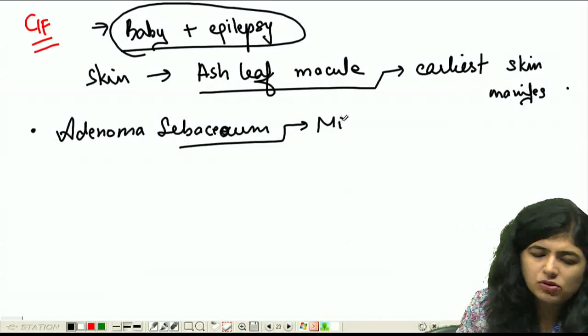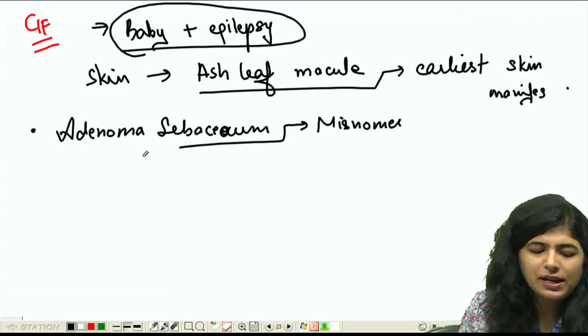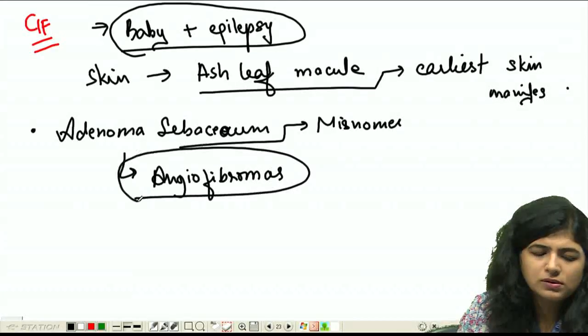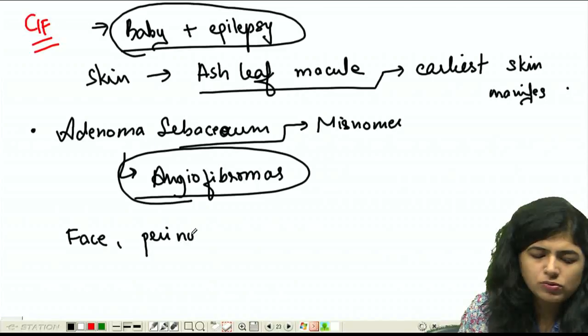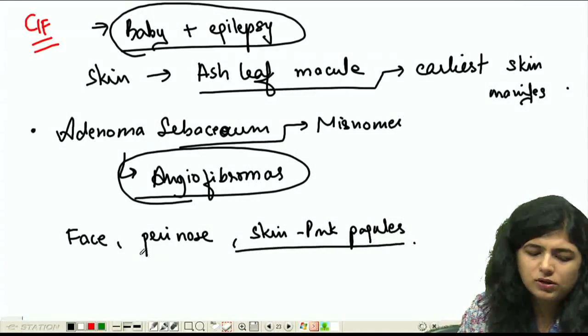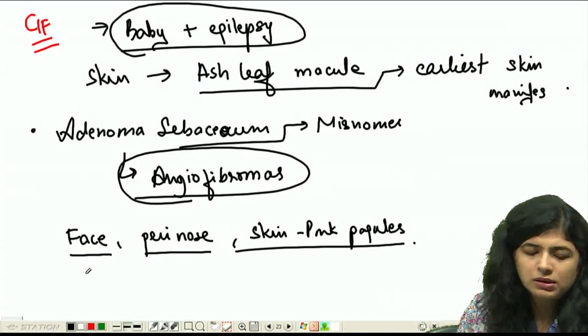This is actually a misnomer. It is nothing related to sebaceous glands. These are actually just tumors of the blood vessel and the fibrous tissue. These are angiofibromas. They are found on the face, around the nose, as skin colored to pinkish papules. So skin color to pink papules around the nose, on the face, adenoma sebaceum.